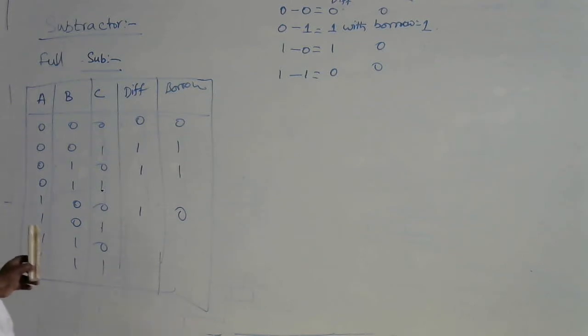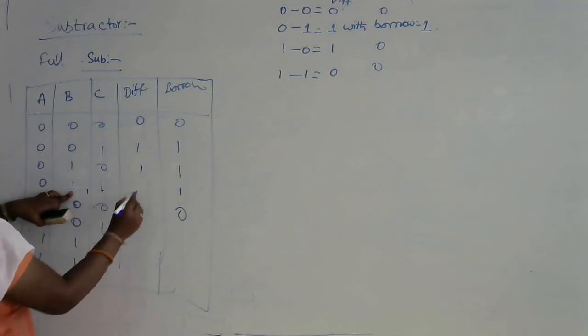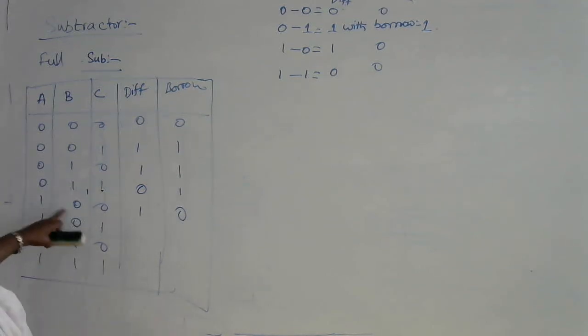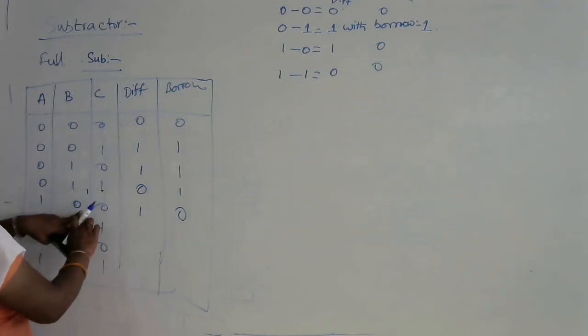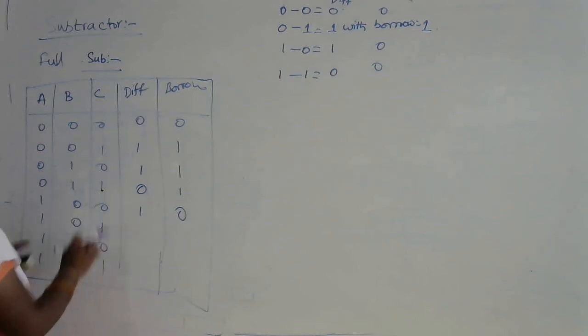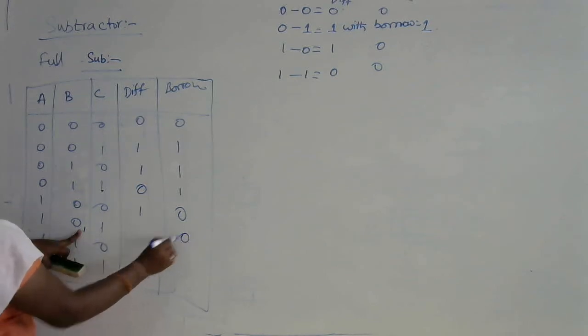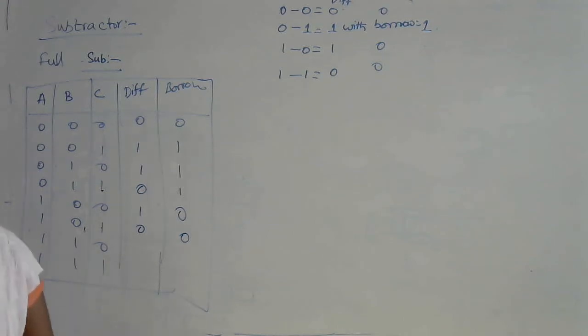0 double 1, 0 minus 1 is 1, difference is 1, borrow is also 1. 1 minus 1 is 0. So this is the case for the next one. Similarly, for 1 double 0, 1 minus 0 is difference 1, borrow is 0. 1 minus 0 is difference 1, borrow is 0. 1 minus 1 is 0. So here we are getting in this way.